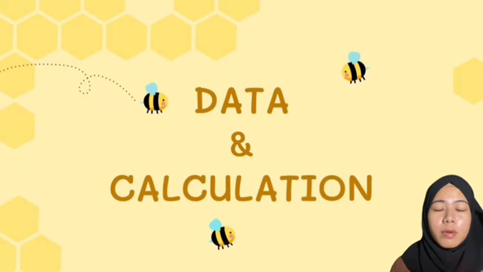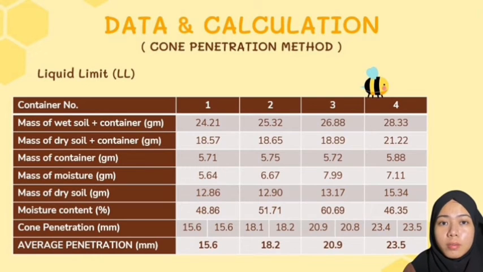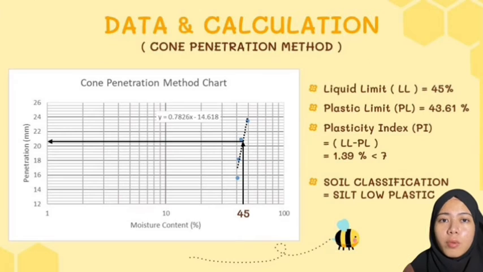Now I'll explain about the cone penetration method data and calculation. Based on the data above, for the liquid limit we tested using the cone penetration method, we have obtained 4 different data. Moisture content for the first testing is 48.86%, the second testing is 51.71%, the third testing is 60.69%, and the last testing is 46.25%. After that, we plotted the moisture content graph to find the liquid limit, and the liquid limit is 45%.